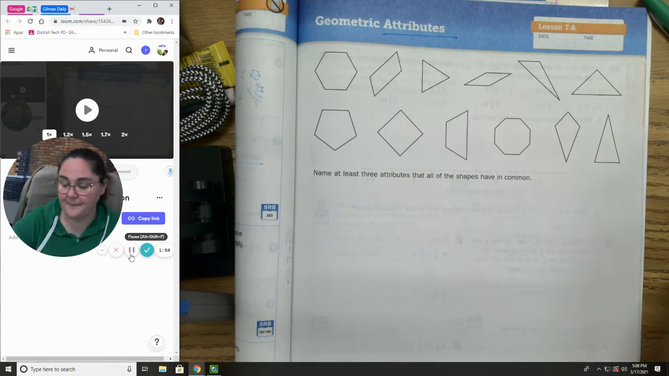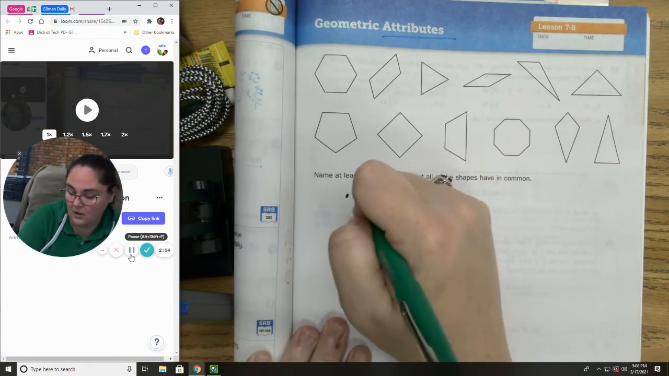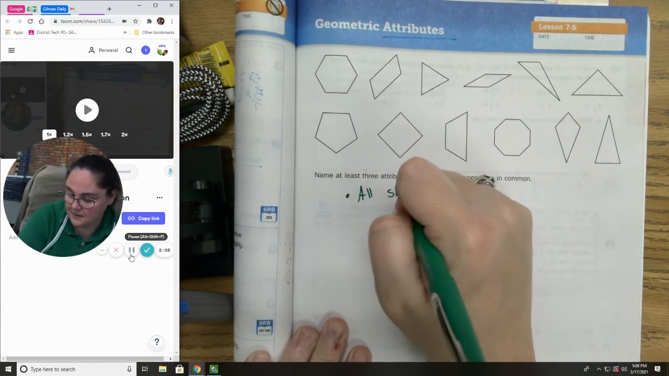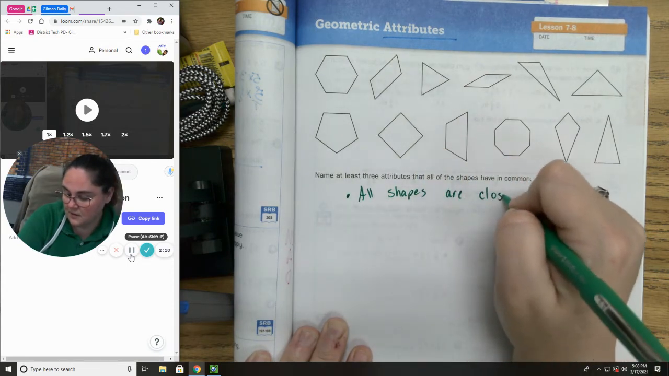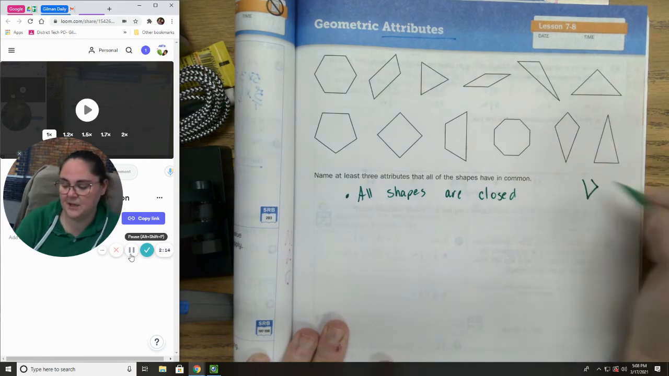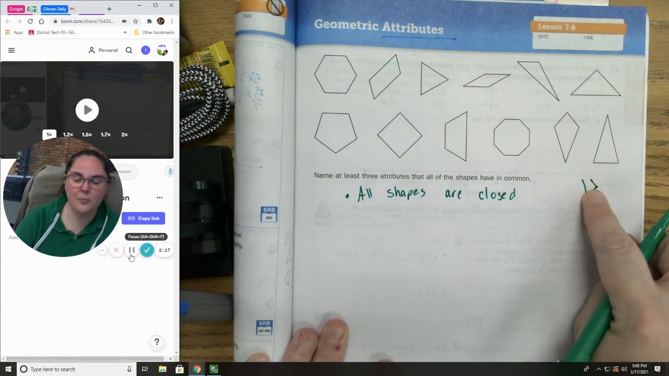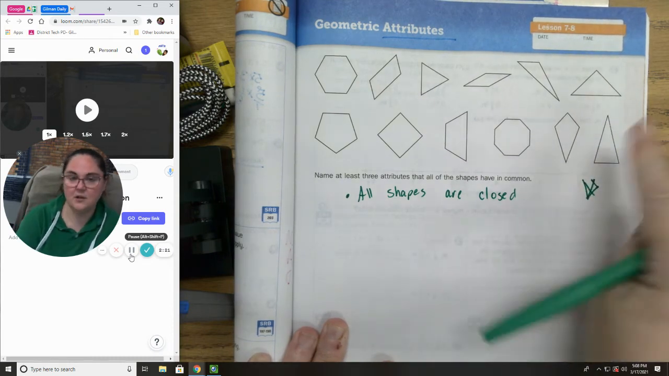All right, so I'm going to list just a few. The first thing that I see is they're all closed shapes. That means that there's nothing with an open side. All of the sides are closed. So all shapes are closed. When I say that, an open shape would be like if I draw this shape right here. That's open because there's a way to get into the middle. So all of these are closed.